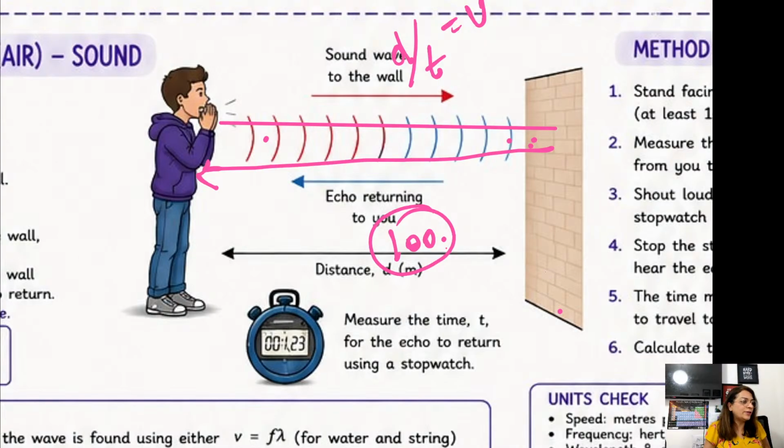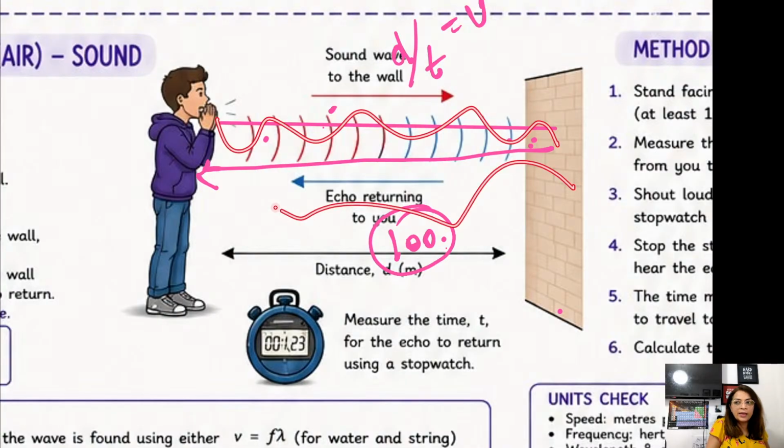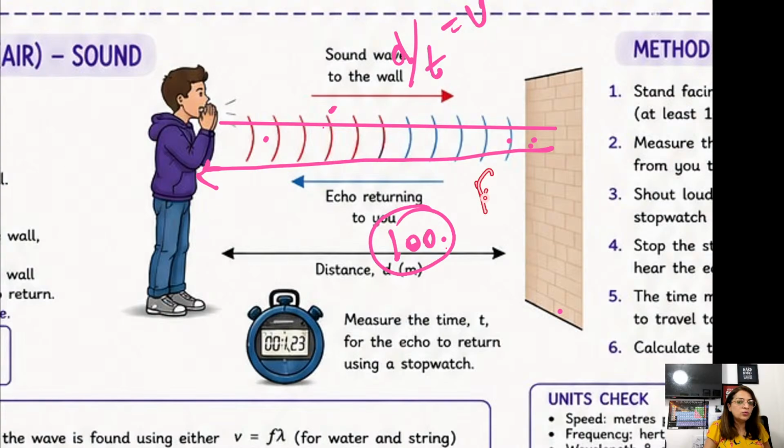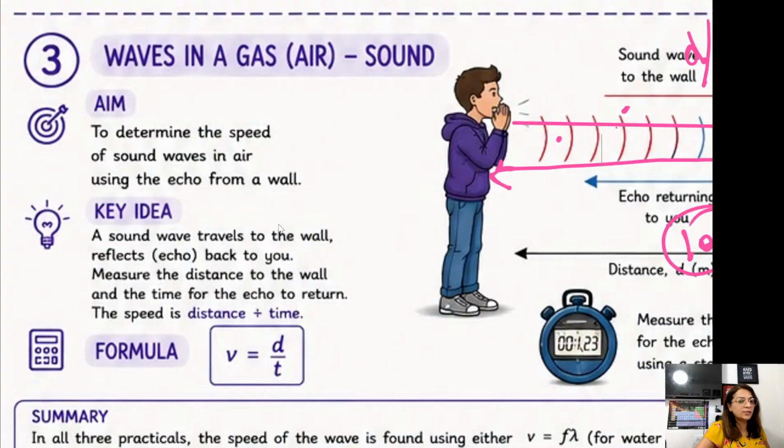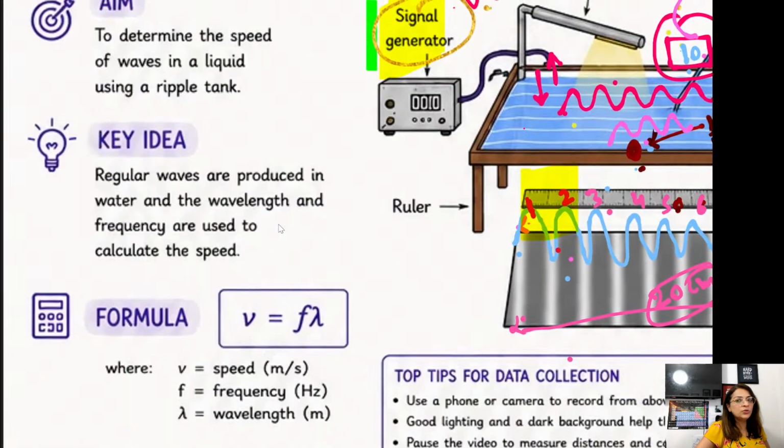Why 200 meters? Why, Grace? Why, Sahib? Type in the chat. Scarlett, it's not 100 because the wave will go this way, look at the board, and come back to the person. So 2 times. Very good. And we call it an echo. Have you heard the word echo? Echo means when it hits and comes back. And then you just put distance over time and work out the answer. That's the formula you use.